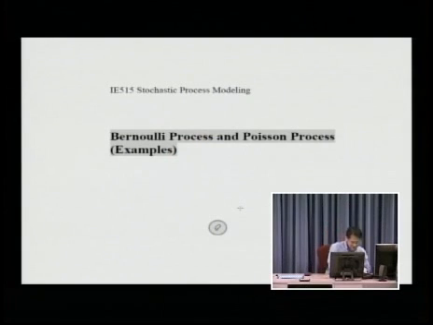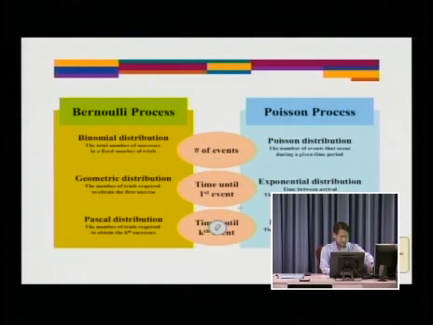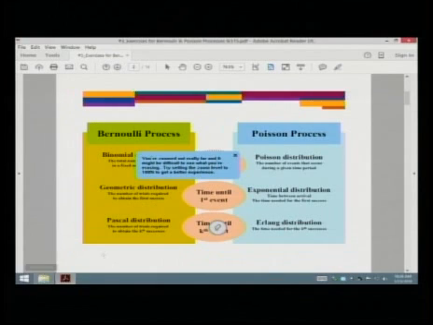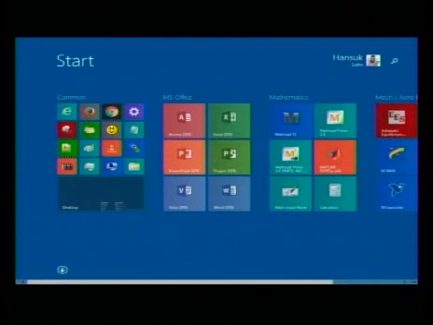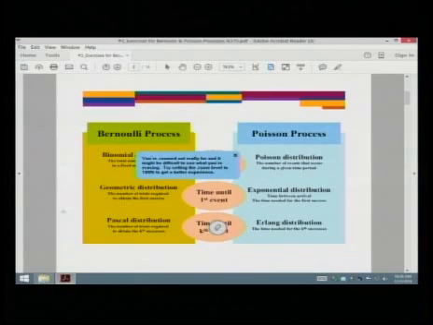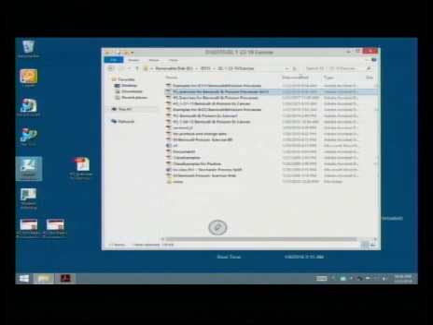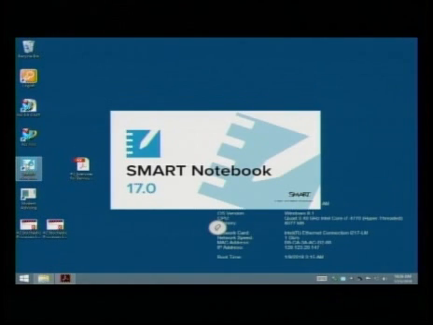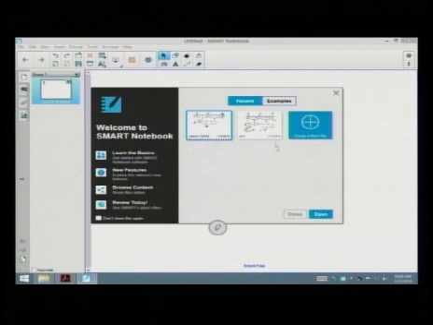Okay. Well, how do I access? The menu has been a little bit changed. Okay, let me do this. Let me use the smart board.